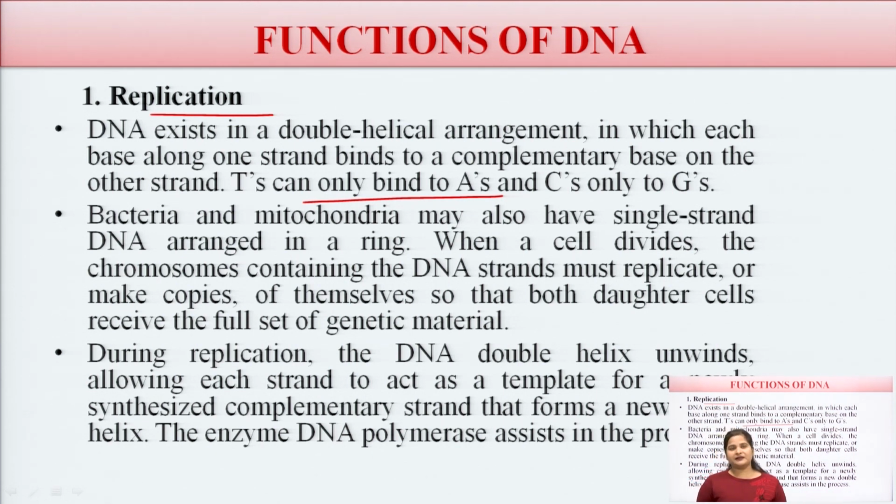In bacteria and mitochondria, there may also be a single stranded DNA arranged in a ring. When a cell divides, the chromosomes containing the DNA strand must be replicated, or make copies of themselves, so that both daughter cells receive the full genetic material. During replication, the DNA double helix unwinds, and each strand serves as a template for the newly synthesized complementary strand to form the new double helix. The enzyme DNA polymerase assists in the process.